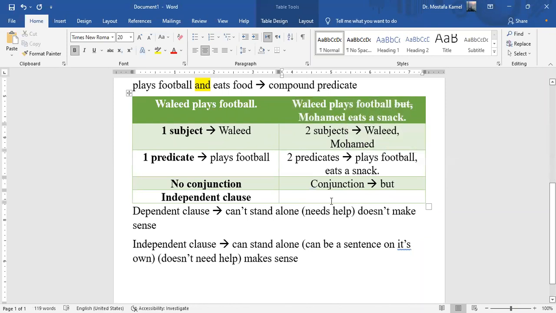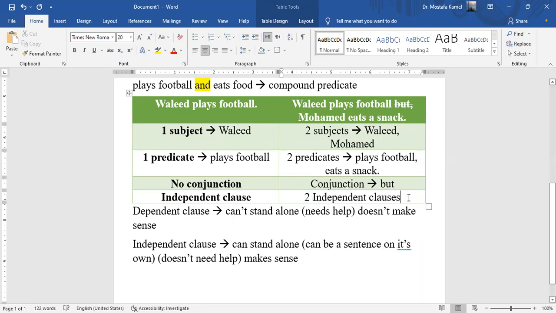Yes, so they are independent clauses. How many do we have? How many independent clauses do we have here? Two. Very good.